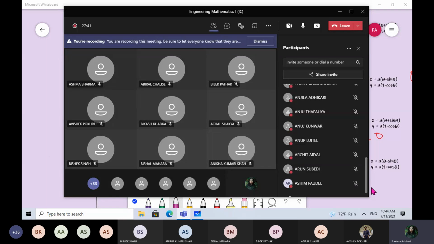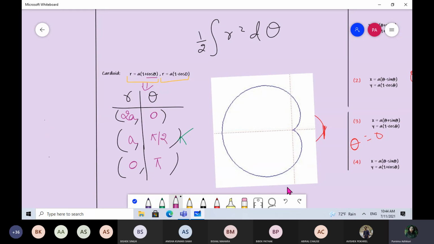Anuj, can you answer? Yes, ma'am. Okay, you give it a try. What will be your limits of integration? Look at the cardioid. You have to just simply observe from where till where your r is totally different, and from where there is a repetition of the values. So you have to take the minimum possible limits of integration, and keep in mind the symmetry part. So what will be the limits of integration for both the cardioids?